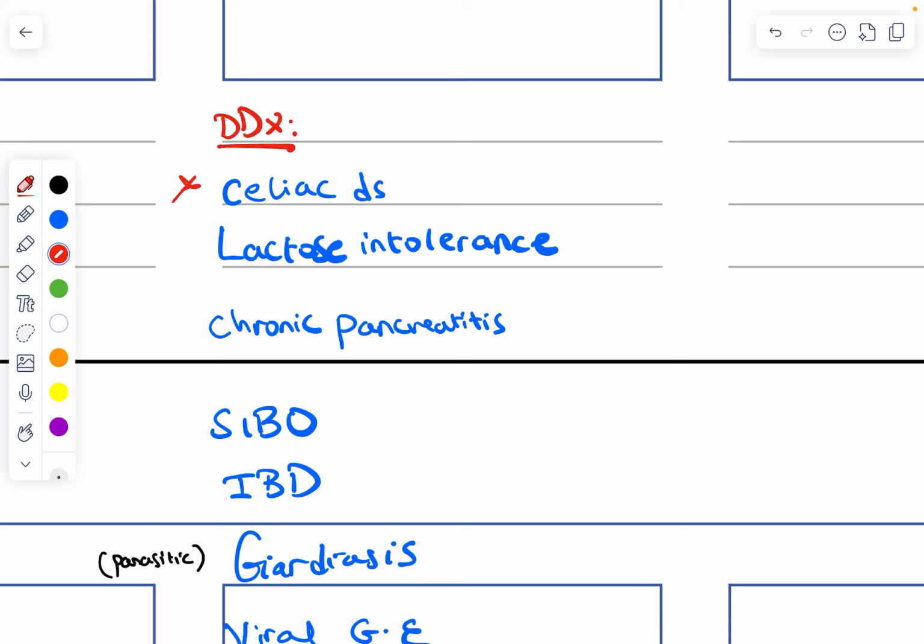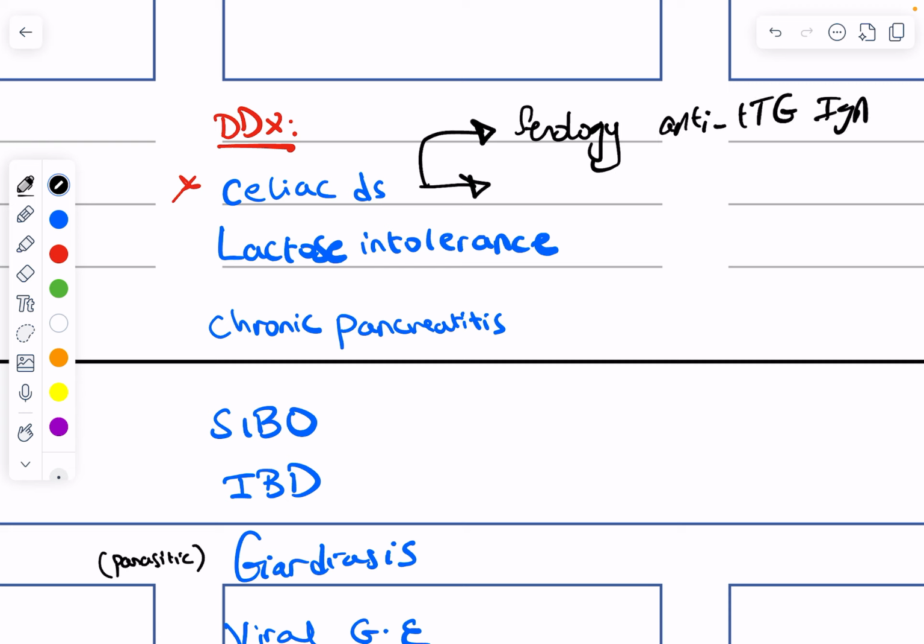So celiac disease is the first on our list. For that, we might want to do a screening study and a diagnostic study. So a screening one would be serology. So celiac serology include anti-tissue transglutaminase antibodies, IgA, and maybe total IgA if the patient is IgA deficient, and a diagnostic test, which is upper GI endoscopy with biopsy of the small bowel. That one is diagnostic.